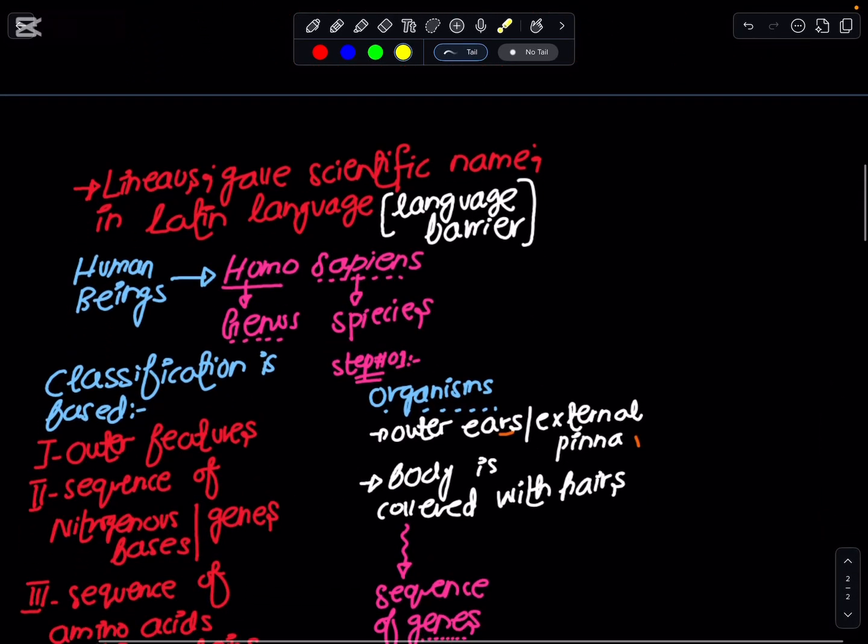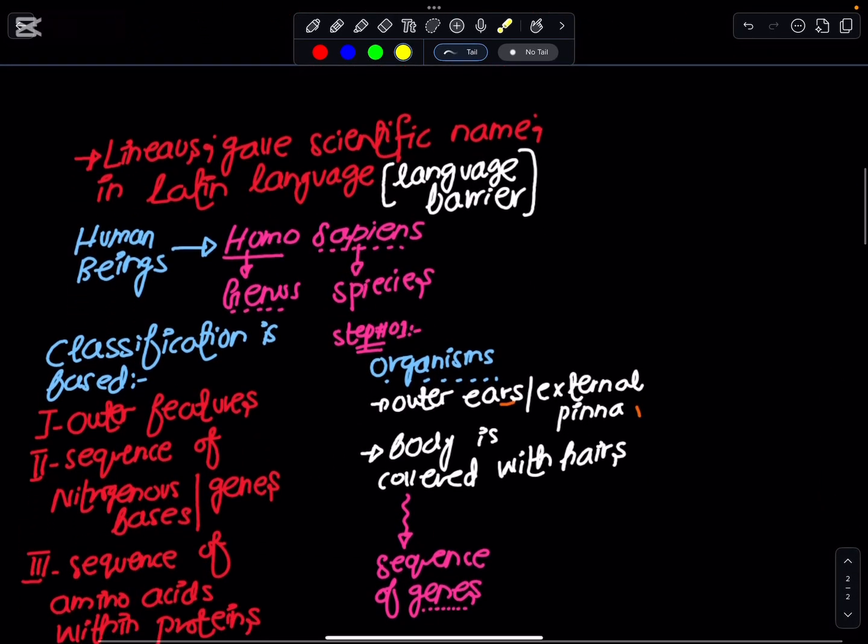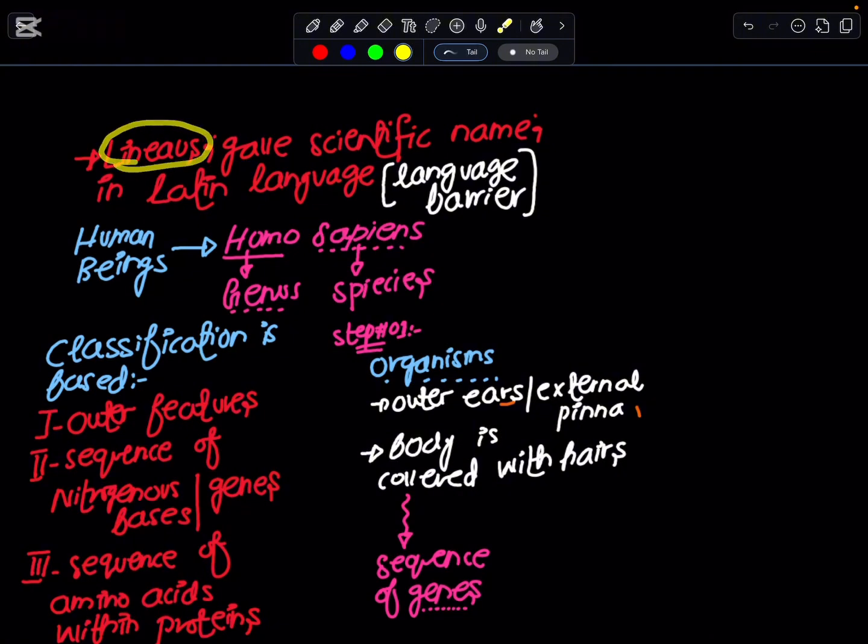Now, when Linnaeus was doing the classification, he realized that everywhere in the world living organisms are given different names, and that was causing confusion. If I talk about myself, everywhere in the world the cat has different names. In my country, we use an Urdu word for it, and that is Billy. This was creating a language barrier in identifying species. So what Linnaeus did was give living organisms Latin names.